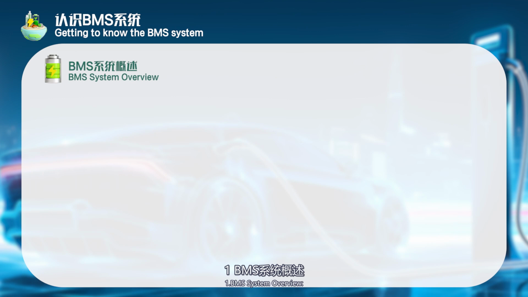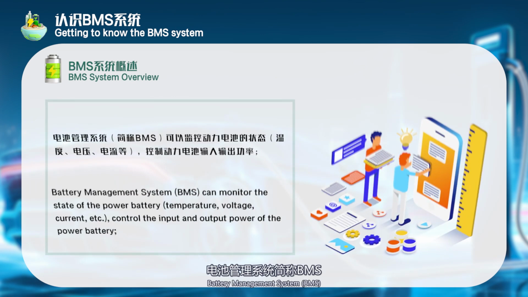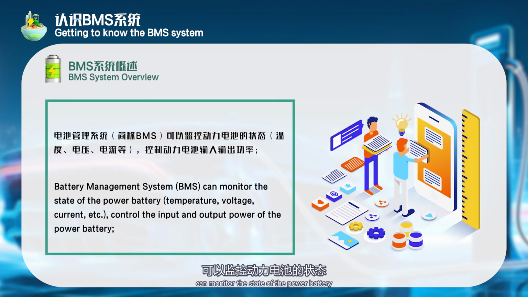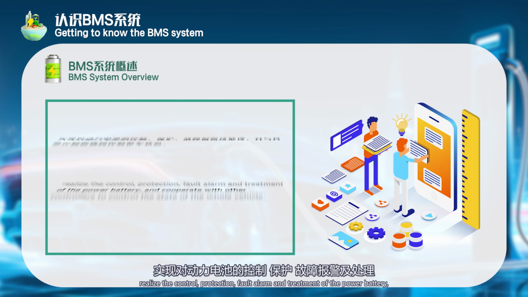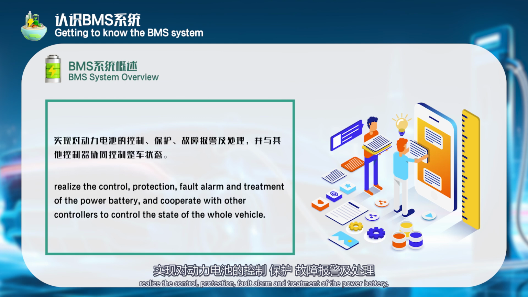1. BMS system overview. The battery management system BMS can monitor the state of the power battery: temperature, voltage, current, etc. It controls the input and output power of the power battery, realizes the control, protection, fault alarm and treatment of the power battery, and cooperates with other controllers to control the state of the whole vehicle.